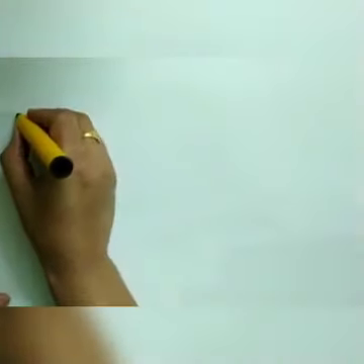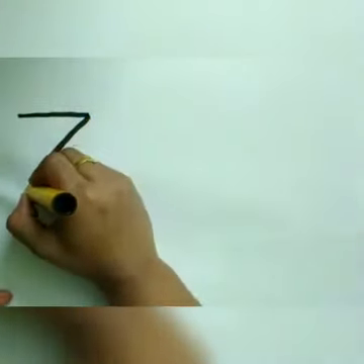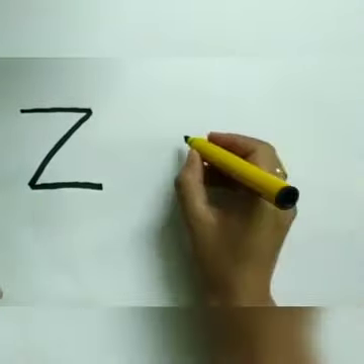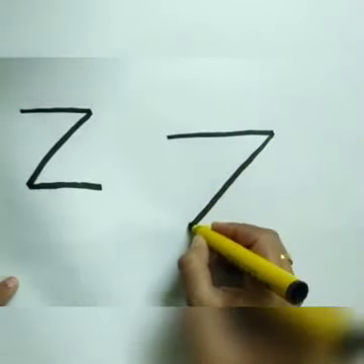First of all, we make Z here. For Z, I'm starting from here. You make it like this, come down, and now again make a sleeping line like this. Now for its drawing, I'm making a big Z here, like this.